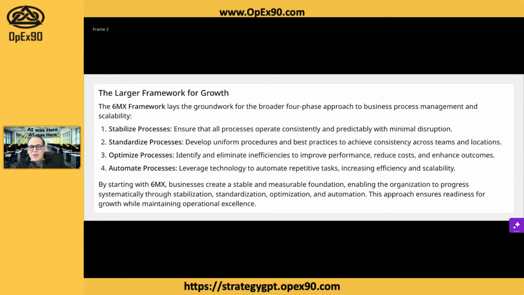But our first step is let's stabilize our process. And that's where this 6MX strategy comes in. Consider it basically a stabilization factor. And then we'll standardize your processes, optimize and automate your process. If you're looking for a longer term process improvement strategy, this would be one to consider.